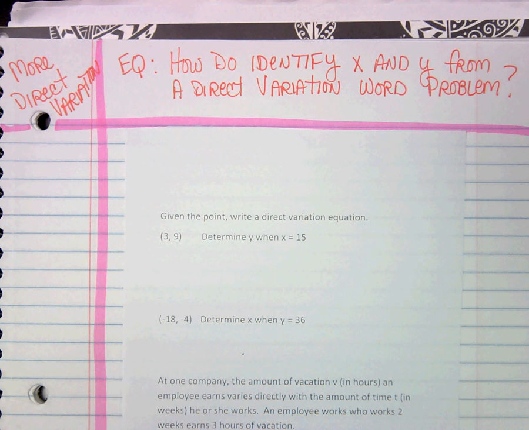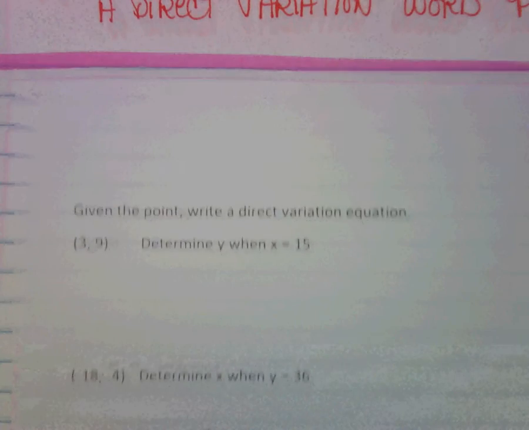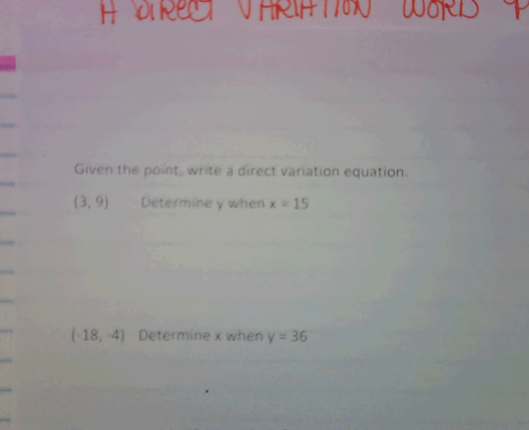Okay, in this lesson, we're going to look at more direct variation, and we're going to work on word problems and solving for our different variables, x and y. So please set up your notebook. Your essential question is, how do you identify x and y from a direct variation word problem? Because that's one of the things that can be most difficult. So stop the video if you need to, and please take the time to set that up.